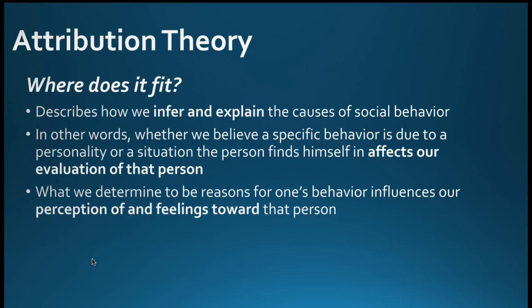What the theory tells us is that we naturally assign meaning to behaviors based off of ascribing motives and causes to those behaviors that happen in social settings. We really infer and explain the causes of social behaviors, and we try to determine what those are in order of assigning interpersonal characteristics to that person.